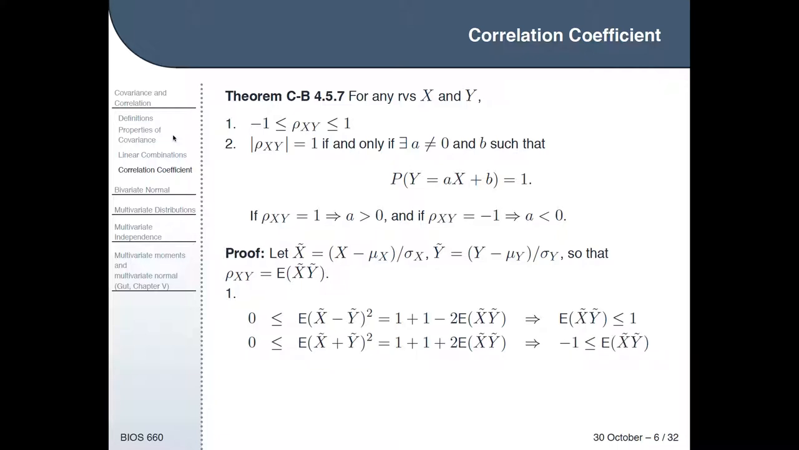Similar logic if we take x twiddle plus y twiddle, quantity squared, that's also always nonnegative. We solve it, and we end up with -1 less than or equal to the correlation. And the only way that we can get exact equality in either of the two above expressions is if the probability that y twiddle equals x twiddle is exactly 1, or the probability that y twiddle equals minus x twiddle is exactly 1. Make sense before I go on to the bivariate normal? Okay.